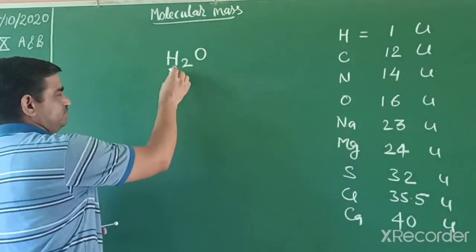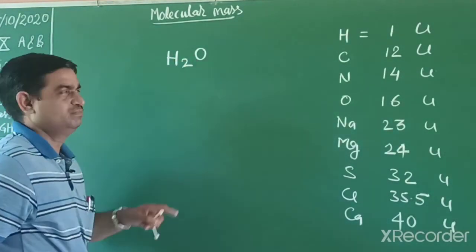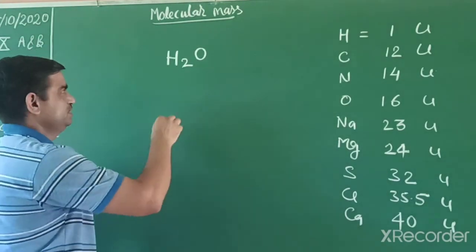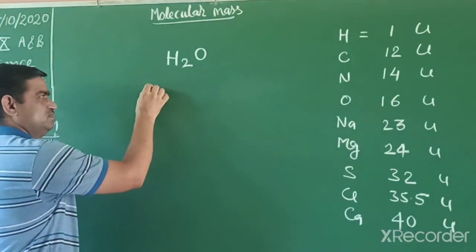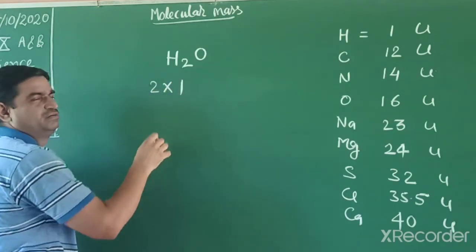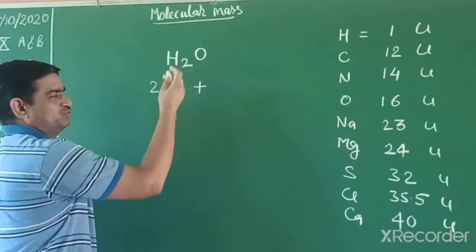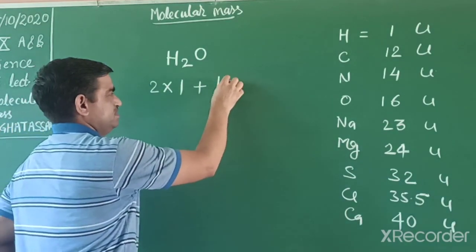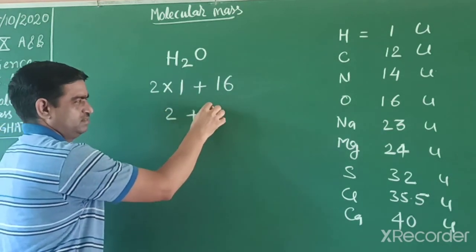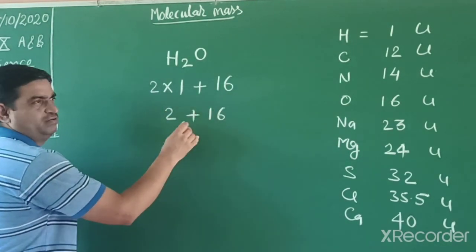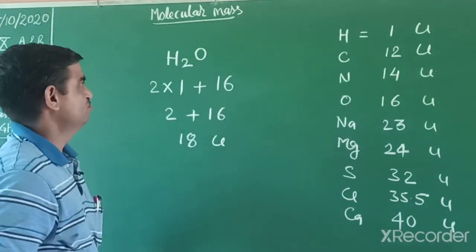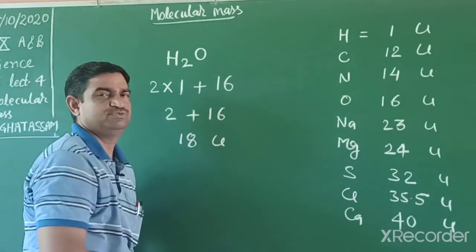So, in this water molecule, two hydrogen atoms and one oxygen atom are present. We can calculate using the hydrogen atom mass, which we know is 1 U, so 2 hydrogen atoms is 2 into 1, plus, because oxygen is only one atom, we can add 16 directly. So, 2 into 1 is 2, plus 16. When we add, the total mass is 18 U. So, the molecular mass of water is 18 U, unified mass.